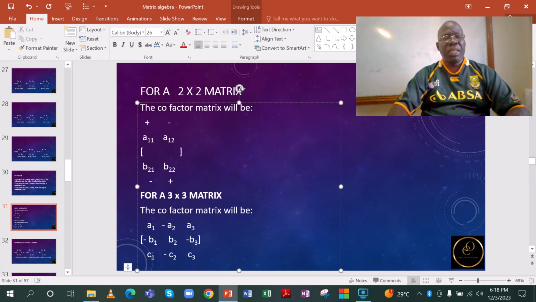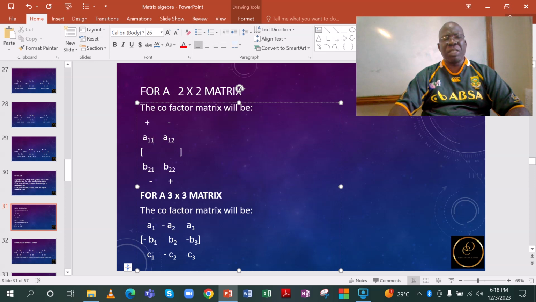We come to B. B is found under row 2, column 1. So if you add 2 plus 1, you get 3. It's an odd number, so you assign a negative sign. For this B, it is under row 2, column 2. If you add 2 plus 2, it will give you 4, so it's an even number, you assign a positive sign. The same applies to a 3 by 3 matrix.